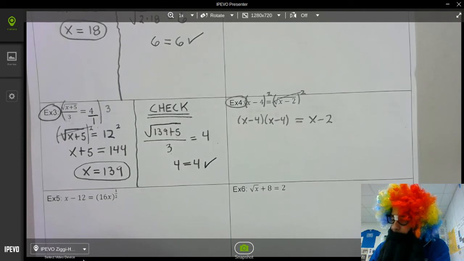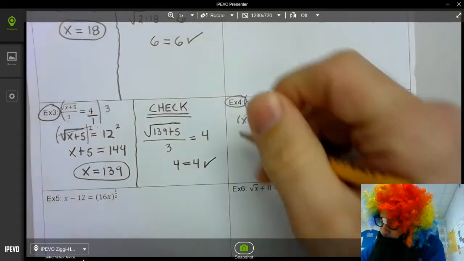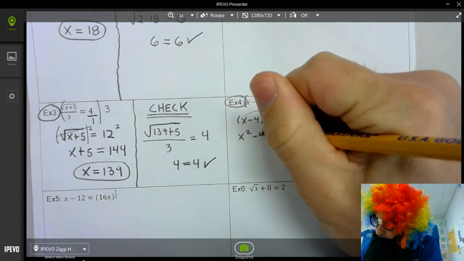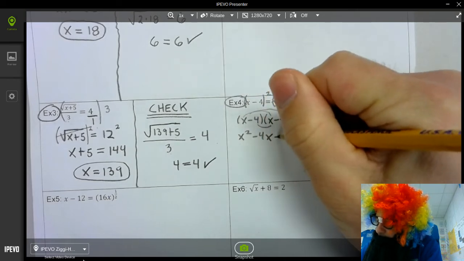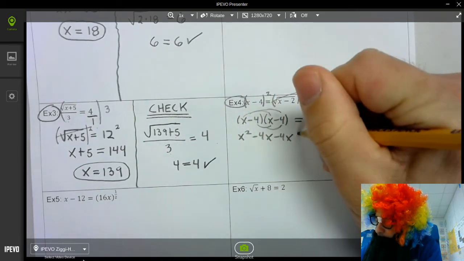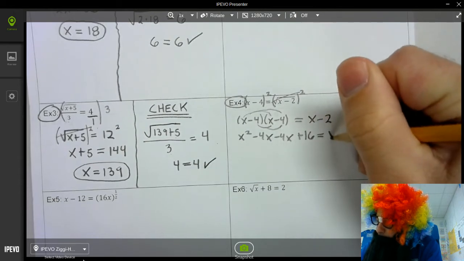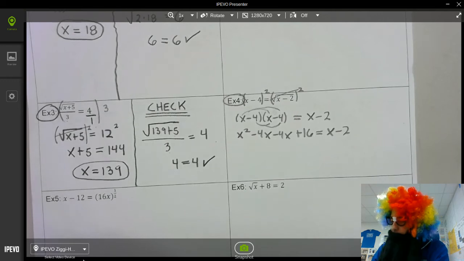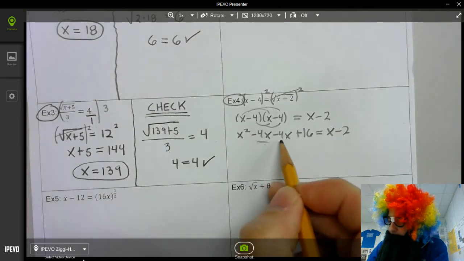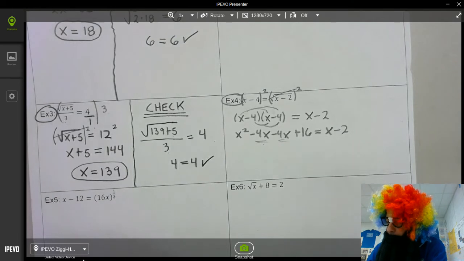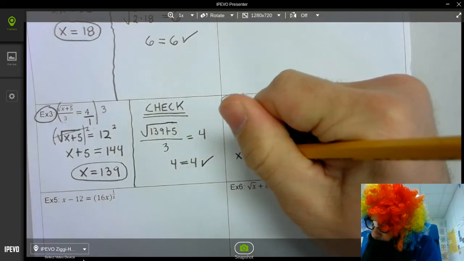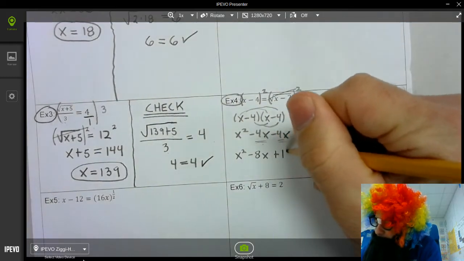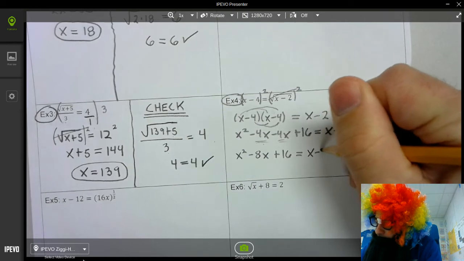Now we're going to multiply. x times x is x squared. x times negative 4 is negative 4x. Negative 4 times x is negative 4x. And negative 4 times negative 4 is a positive 16, equals x minus 2. We know negative 4x and negative 4x combine to be negative 8x. So you get x squared minus 8x plus 16 equals x minus 2.